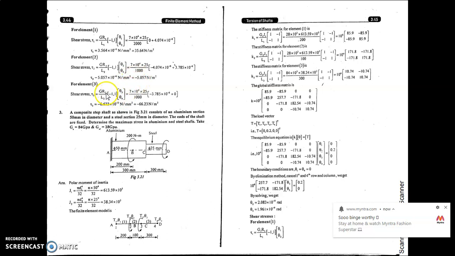Similarly, for element number 3, we have theta 3, theta 4. So minus 1 into theta 3, 1 into theta 4. As we know, theta 4 is 0, so this is 0. Only minus 1 into theta 3 remains, so you need to keep the theta 3 value and multiply with this value. You will get tau 3 as minus 66.23 Newton per meter square.